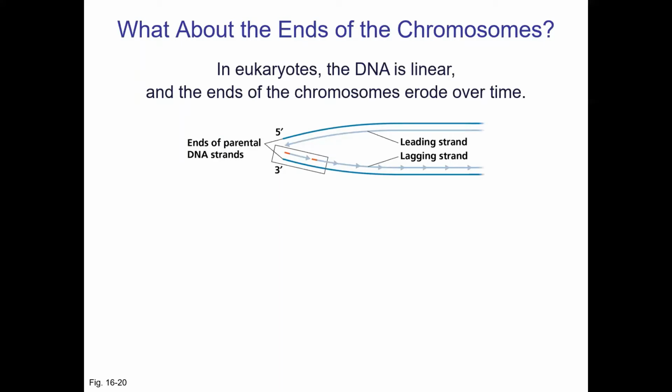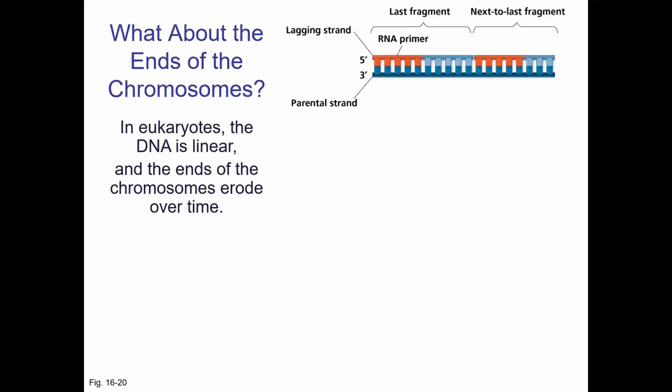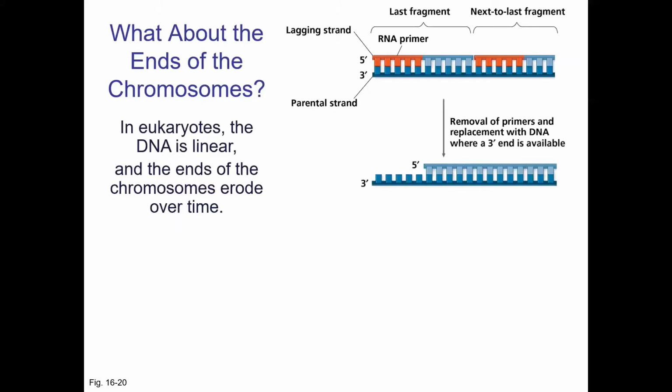So there's an end of a linear chromosome. You can see we have a leading strand and a lagging strand. And if we zoom in here, I'm looking at the lagging strand, we have those RNA primers. The RNA primers are going to be removed, and we're going to try to put DNA in there. So let's take a close look at what goes on.